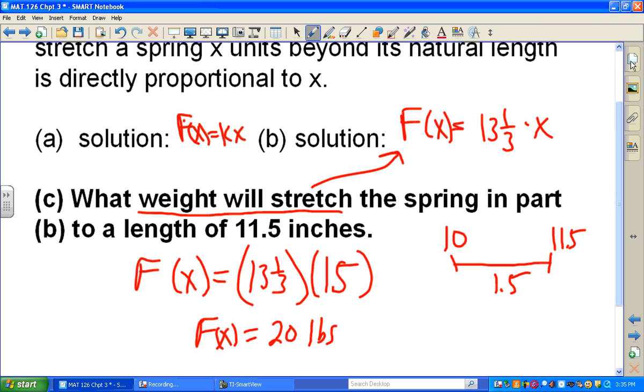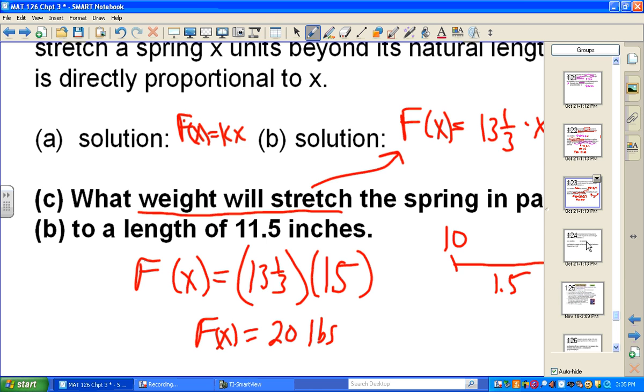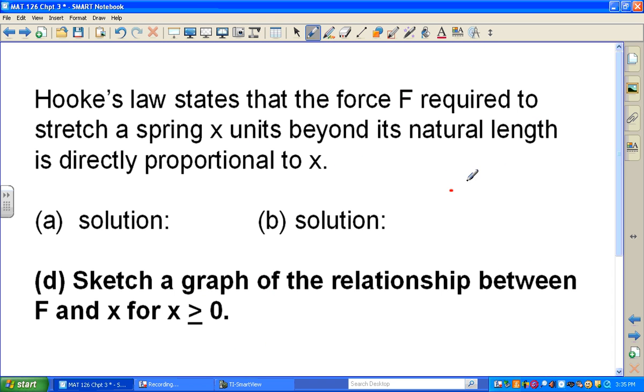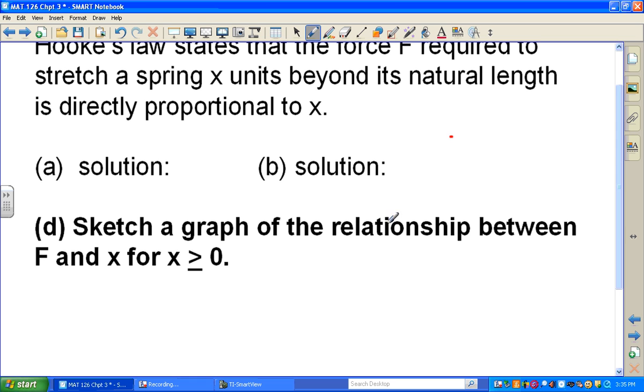That's not too bad at all. All right, is this still with Hooke's Law? Oh my gosh. Sketch a graph of the relationship between f of x for x greater than or equals 0. Here is f of x equals kx. Here is f of x equals 13 1/3 x.